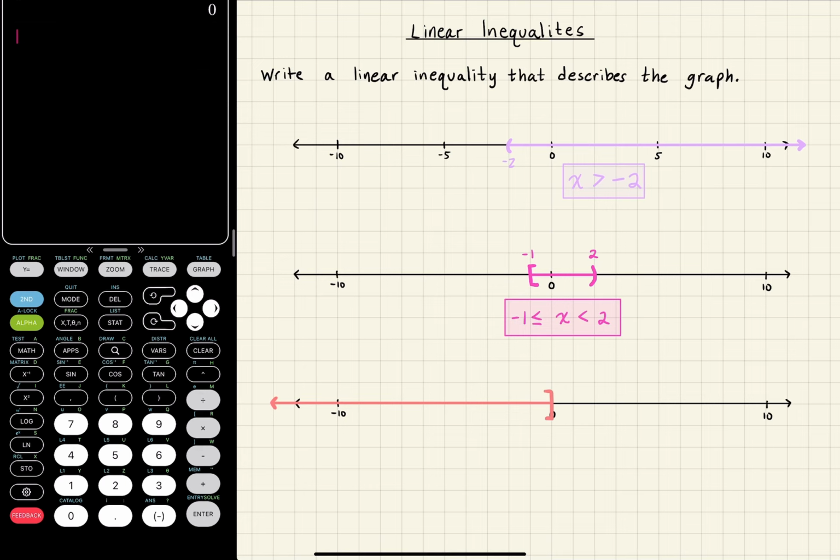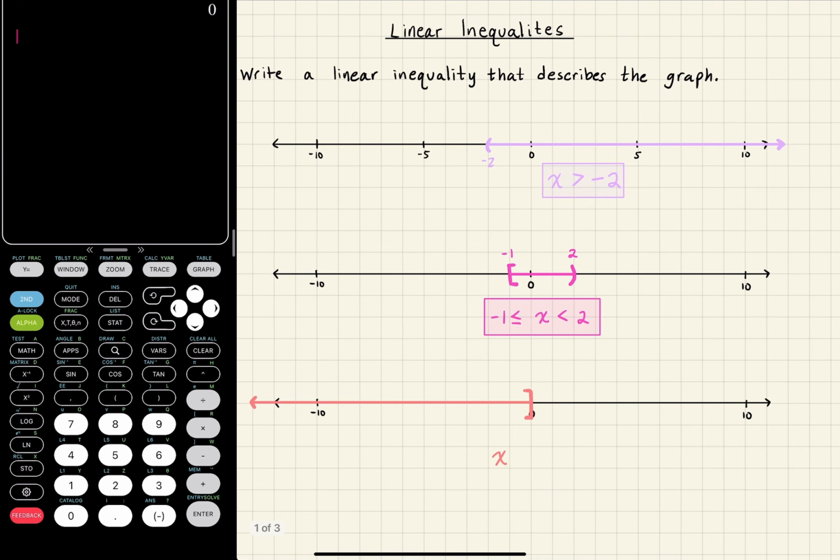So the way we would write this inequality is we would say x, represented by the shaded portion, is less than or equal to, remember, because we have a square bracket, 0. X is any number less than or equal to 0.